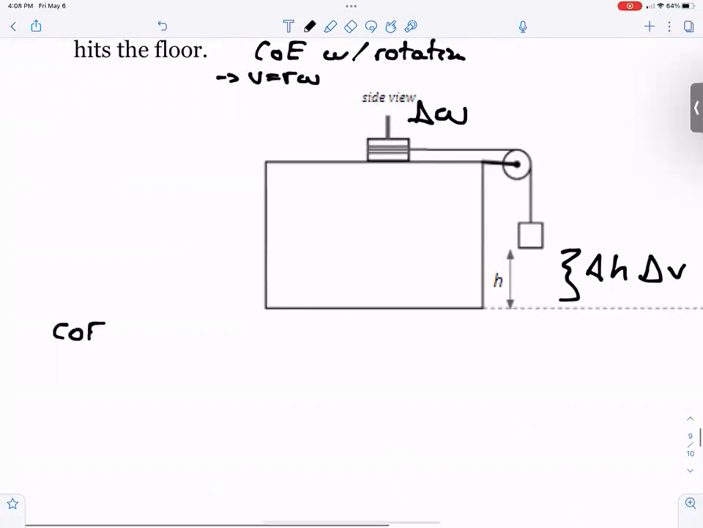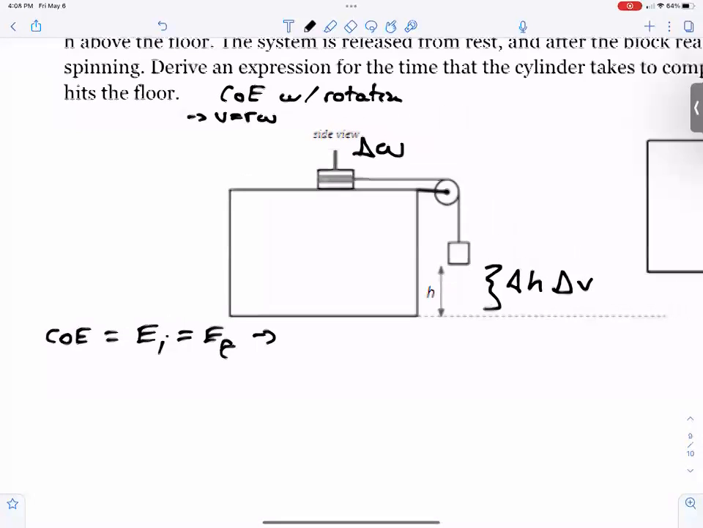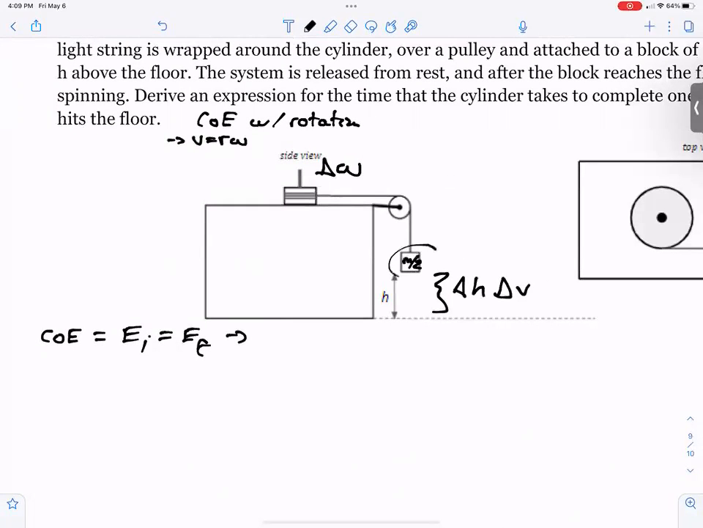Conservation of energy states that the initial energy equals the total final energy. Well, the initial energy in this case is going to be the potential energy of this block right here. That's going to fall. So potential energy of the block is going to equal a couple of things. It's going to equal translational kinetic energy of the block moving down at this point, and rotational kinetic energy of the cylinder. So a little bit of both, two things going on. Let's go ahead and derive into this.